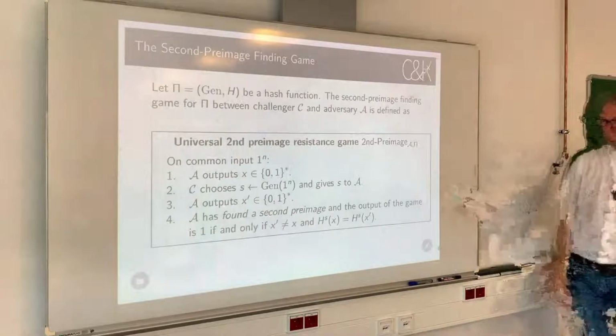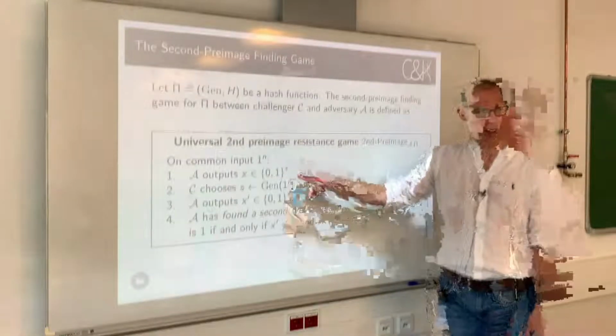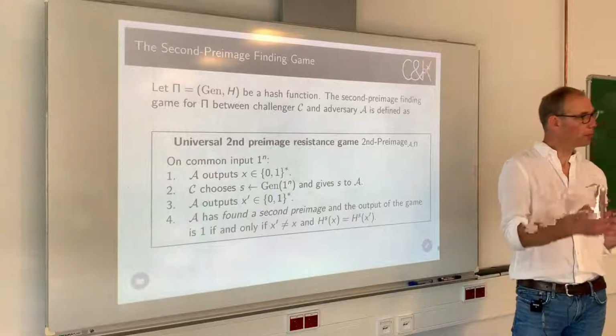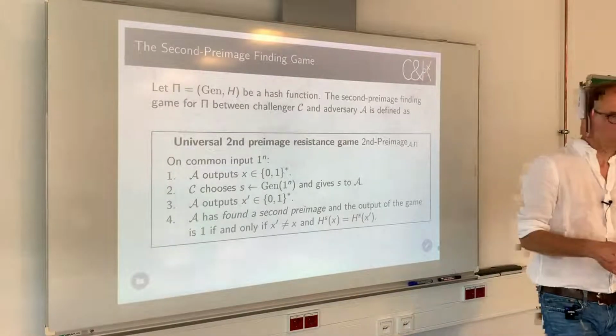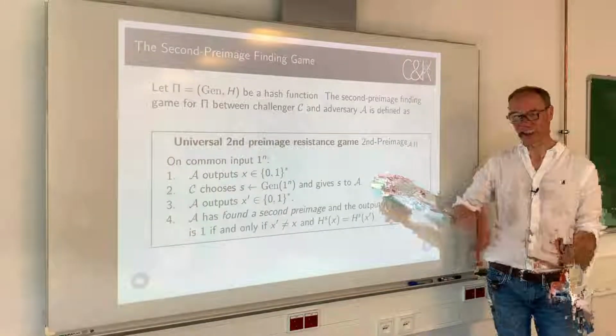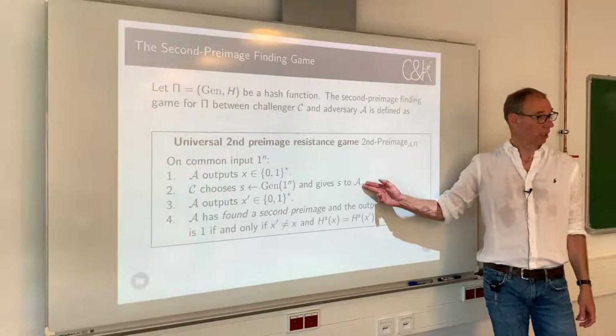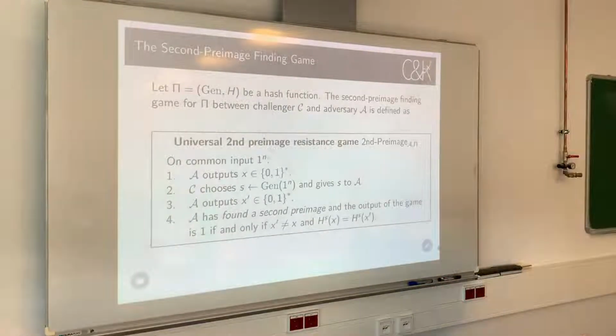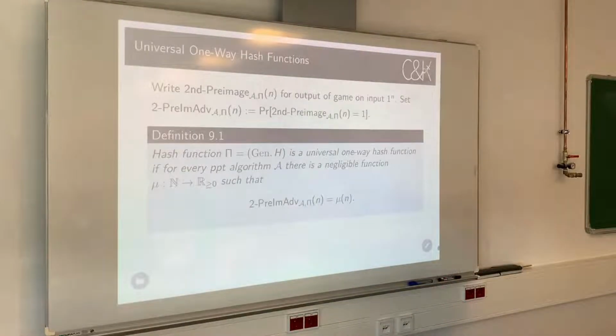But he's the one that picks this X here himself. So he can argue that for some X's, it may be easier to find the second pre-image than for others, but he has to do that independent of the key. Okay. And then we do the usual things.